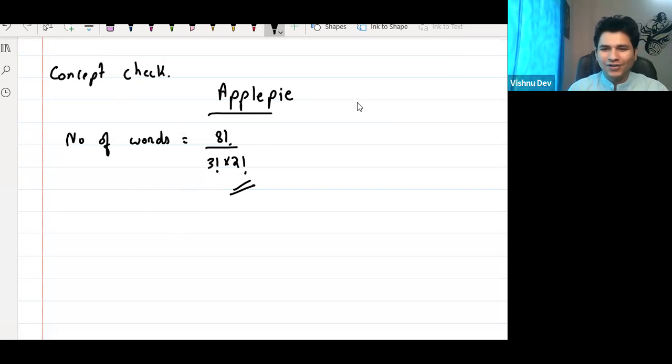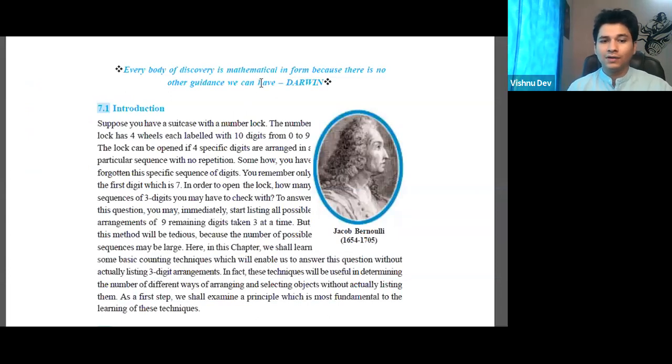So this is the basic concept of permutation. We just studied permutation, not combination. So let us see what we studied.